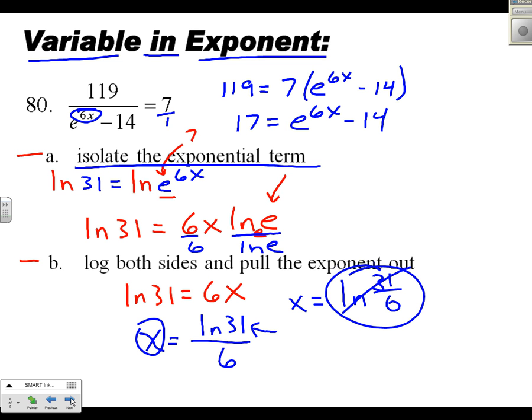Some logarithmic terms where we group our logarithms, smash, definition, log. All logarithmic terms where we smash them on both sides and just drop the logs. Or a variable in the exponent where we isolate the exponential term, take the log on both sides so we can pull the exponent out as a coefficient in front of a logarithm.